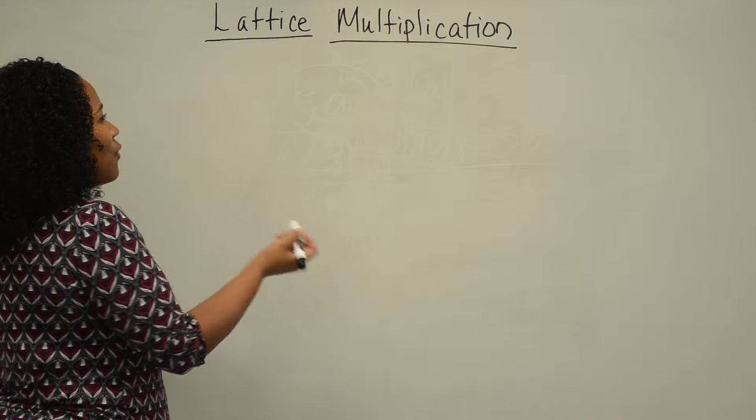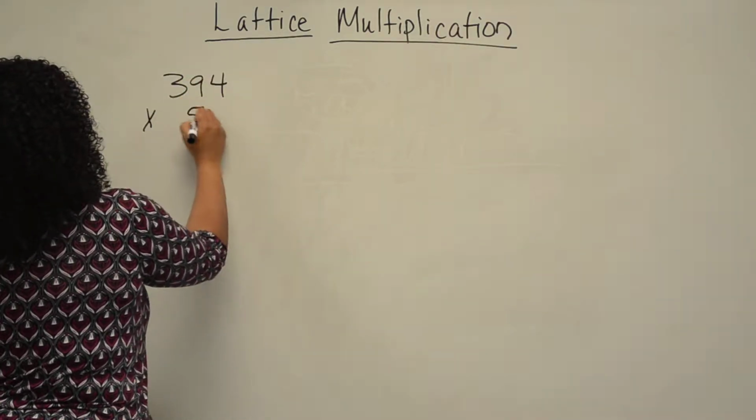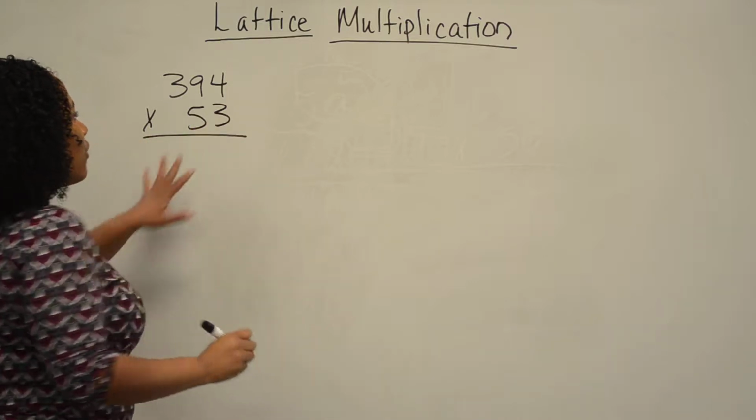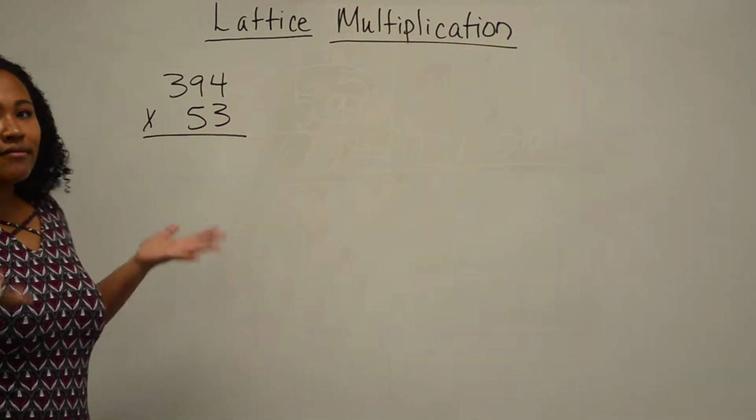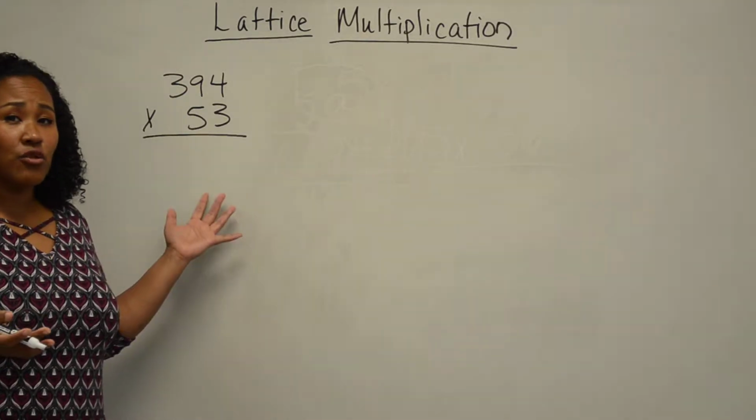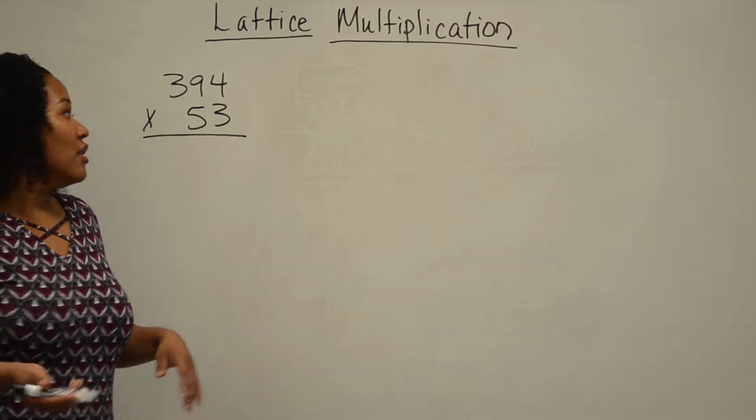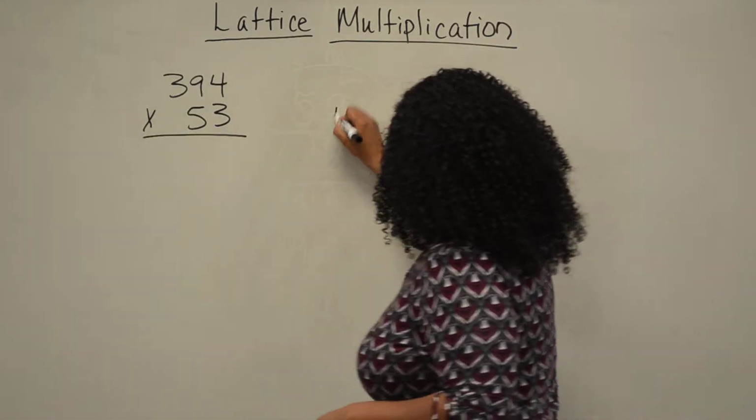So for instance, let's say we have 394 times 53. We want to multiply this, but I'm having some problems using the traditional method. Or maybe I've already used the traditional method and I want to check using the lattice multiplication method. So the first thing I'm going to do is draw a box.